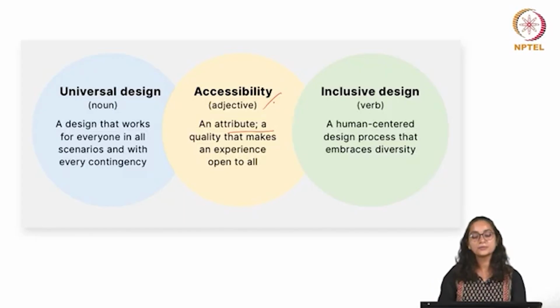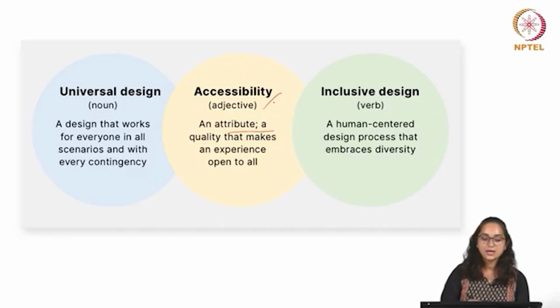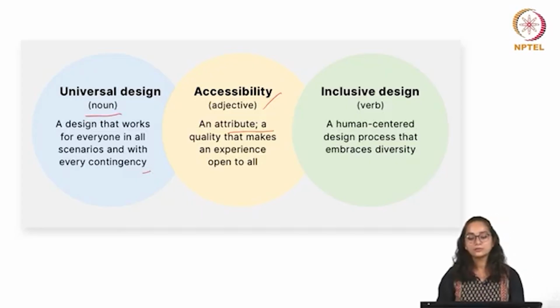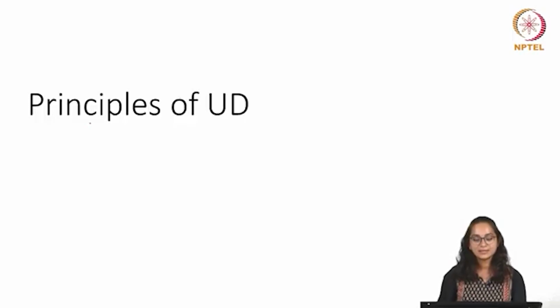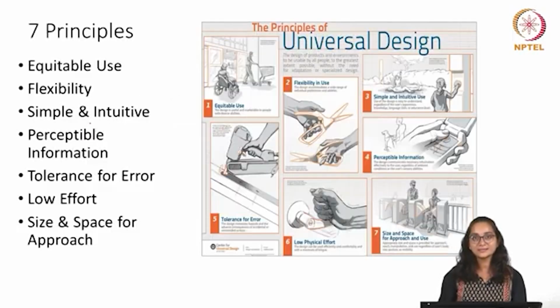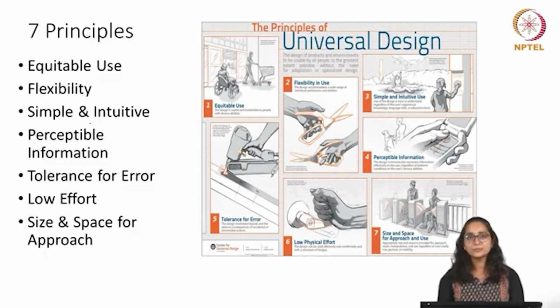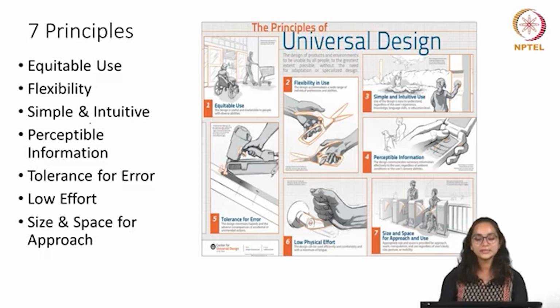Universal design principles, or the term universal design, refers to a design that works for everyone in all scenarios and in every contingency or constraint. So, it is more a noun, and in order to achieve this universal design, there are certain principles which are more of a checklist, whether these aspects are available in your design, which makes it universal or not. However, there are some limitations of this approach which we will also discuss.